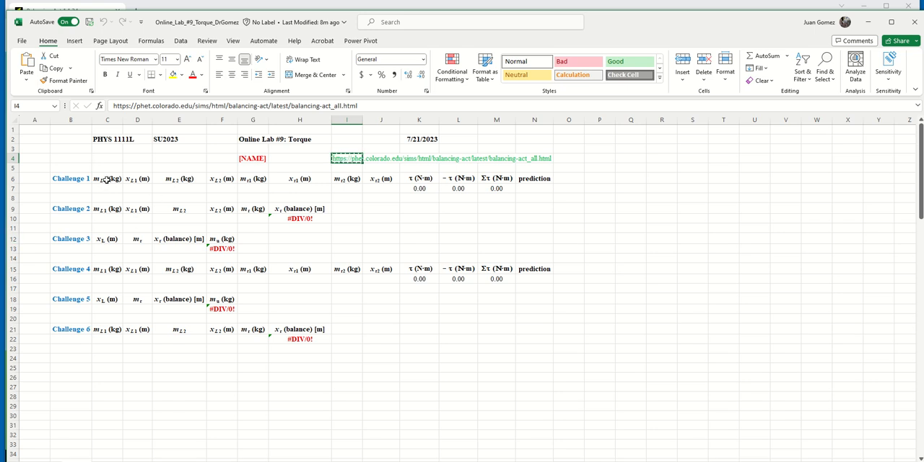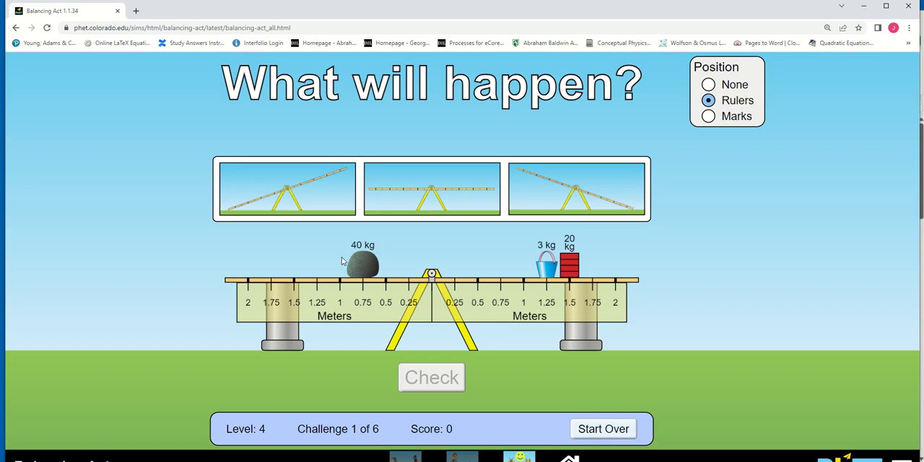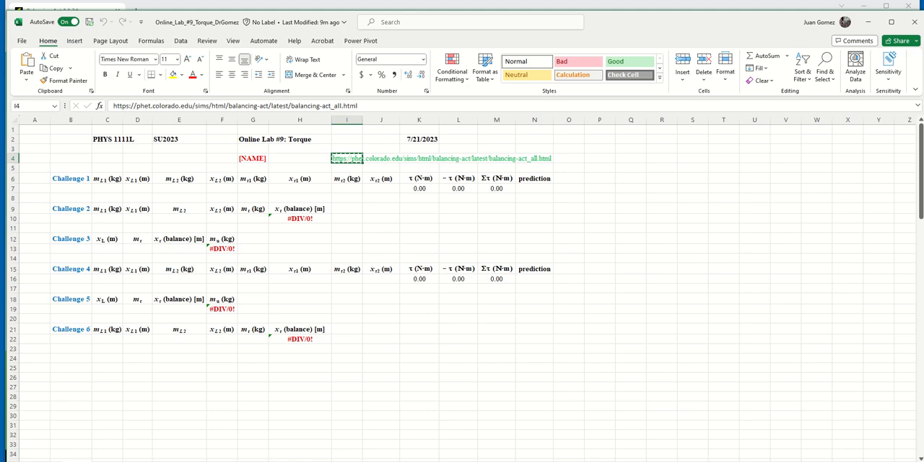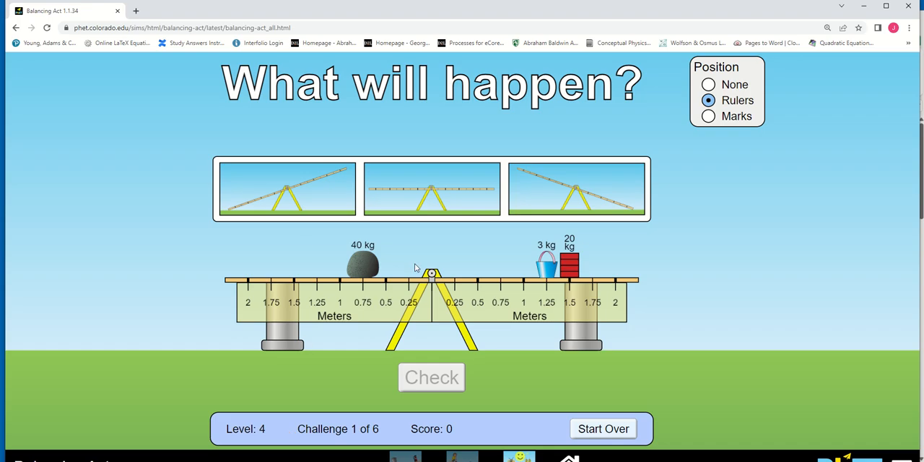Well, what are you going to do? What I mean is ML1, that's the first mass to the left of the pivot. So that would be 40 kilograms. So ML1 is 40 kilograms. I'm going to enter in 40. Now XL1, that's simply the distance from ML1 to the pivot. So in this case, XL1 is 0.75 meters, because the 40 kilogram mass to the left of the pivot is ML1. XL1, that's the X distance from this mass to the pivot, that's 0.75 meters. So I'm going to enter in 0.75.